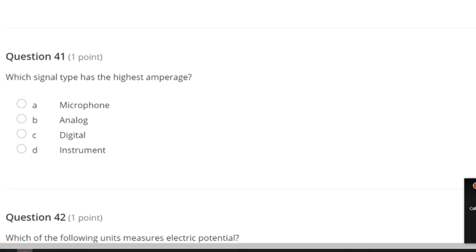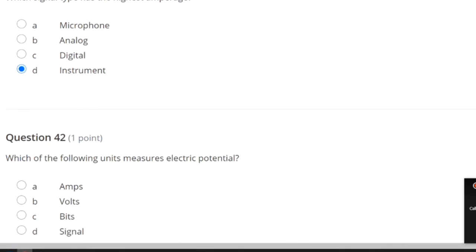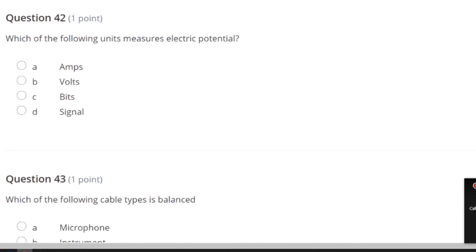Question 41. Which signal type has the highest amperage? A. Microphone, B. Analog, C. Digital, or D. Instrument? Okay, well, there's only two here that make sense, microphone and instrument. And out of these two, instrument is a little bit stronger as measured by voltage and amperage.